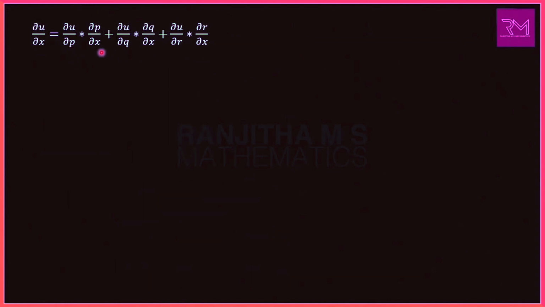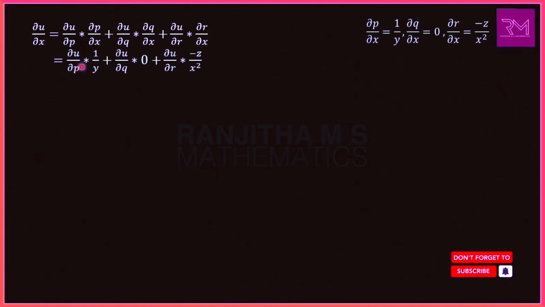x is this, and substitute these values, we get del u by del p into del p by del x value is 1 by y, plus del u by del q into del q by del x value is 0, plus del u by del r into del r by del x value is minus z by x square. Here this term is 0, hence we get the value as del u by del p into 1 by y minus del u by del r into z by x square. Call this as equation number 1.